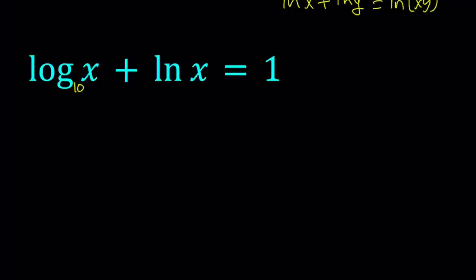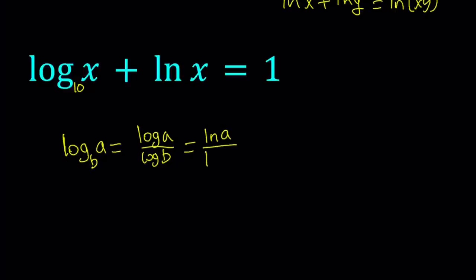So I would like to do something like the following. I want to be able to express both of these using the same base, and change of base comes to the rescue. What is change of base? If you have log of a with base b, then you can write it as log a over log b in any base, including base 10, including the natural log. So we can write this as ln a over ln b as well.